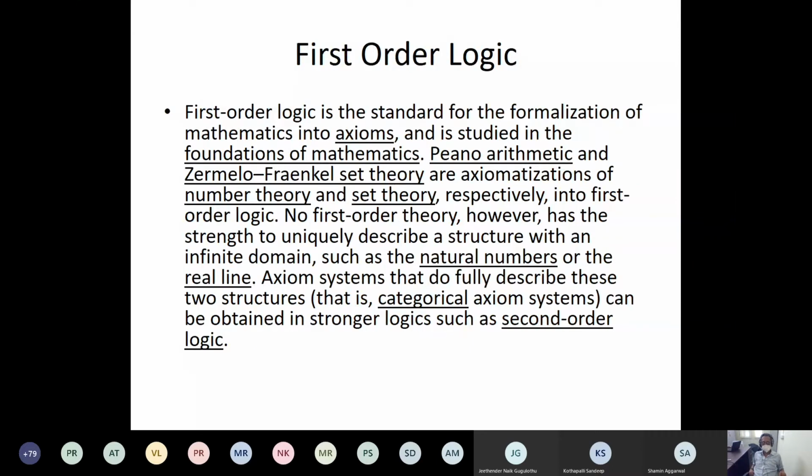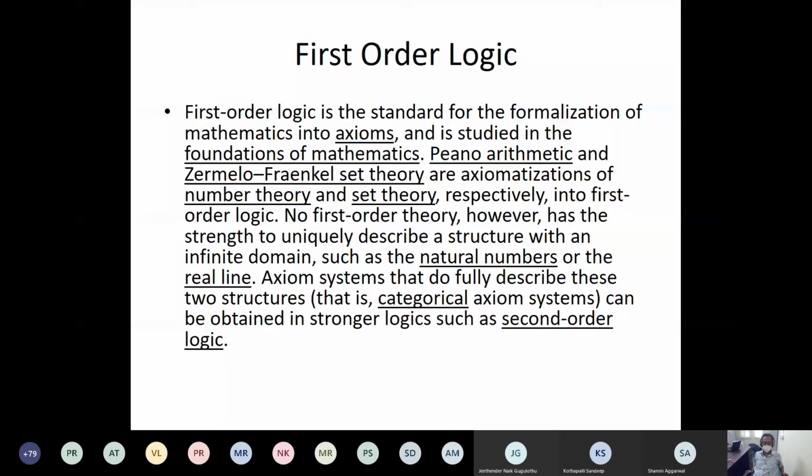Okay, so first order logic is the standard for the formalization of mathematics into axioms and is studied in the foundation of mathematics: Peano arithmetic, Zermelo-Fraenkel set theory. I mention these two because arithmetic and set theory, I mean, you're talking about the foundation logic, and then what is built up on that foundation. One important side is arithmetic, another important side is set theory. So Peano arithmetic and Zermelo-Fraenkel set theory can be modeled using first order logic. They are axiomatizations of number theory and set theory, respectively, into first order logic.